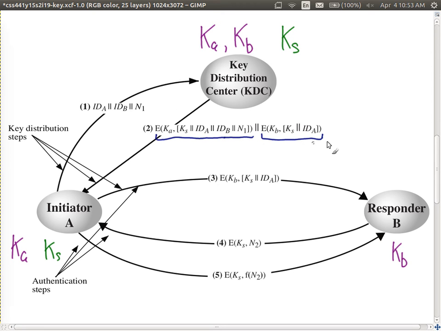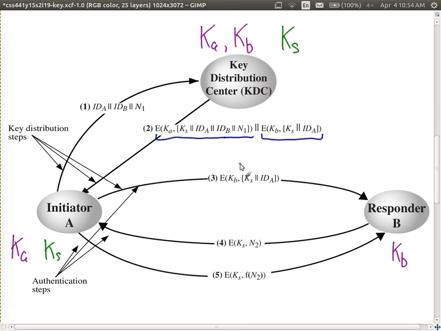The second part in the message sent from KDC to A, can A decrypt? Can A see the second part? No, the second part of that message was encrypted with KB, and KB is only known by the KDC and user B. So A cannot decrypt the second part. A doesn't know what's inside. A can guess, right? A knows the protocol. But it cannot decrypt it. But it doesn't need to decrypt. It simply sends that second part as is, sends the ciphertext onto B.